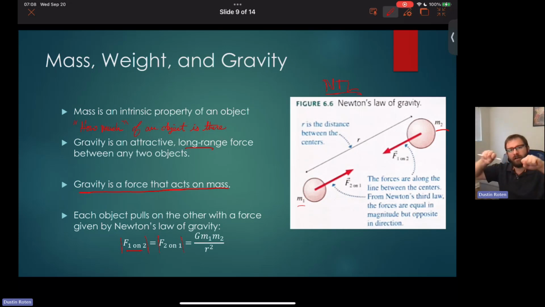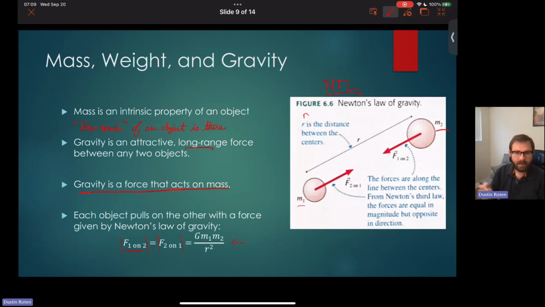Now, because this is a long-range force, the further away these objects are, the weaker the force is going to be. Okay, so R here is the distance between the centers of the objects. And you'll notice here in the equation, it takes in Newton's gravitational constant G, which we'll talk about later. Okay, and then you also include the mass of both objects.